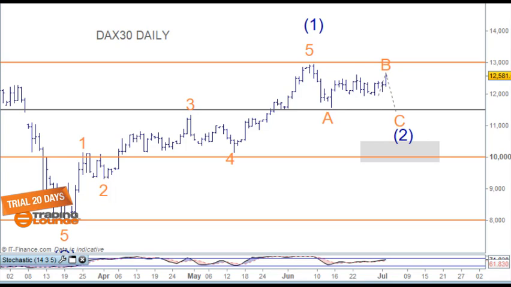European indices for the 3rd of July, starting with the DAX on the daily chart here. This has been our count to the upside, and we've been looking for an A wave, and then an A and a B and a C wave here. That's nearly completed. Once it's completed, we'll be looking for a move down.